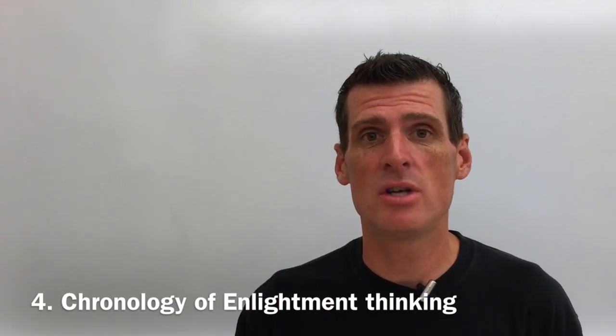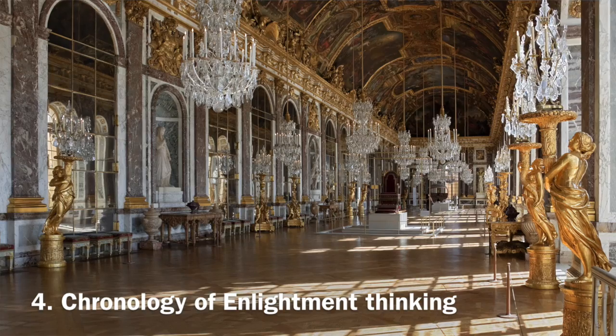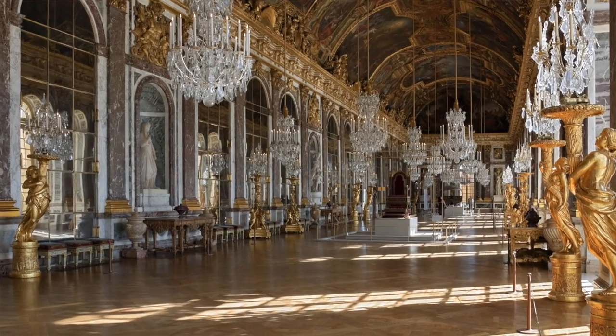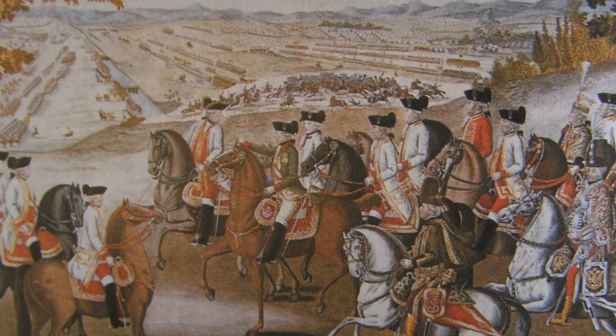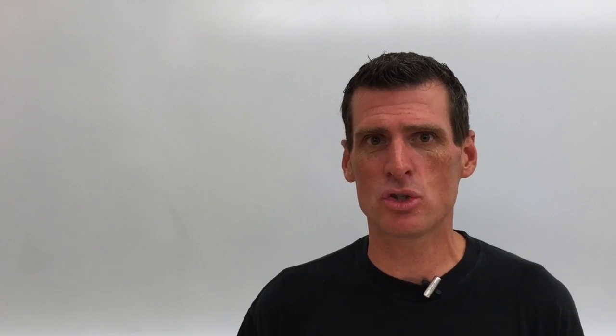Challenge number 4 is another chronological problem. We're going to talk about absolutism, and in that, we're going to then talk about enlightened absolutism. And when you talk about enlightened absolutism, you'd like to know what the Enlightenment is all about.